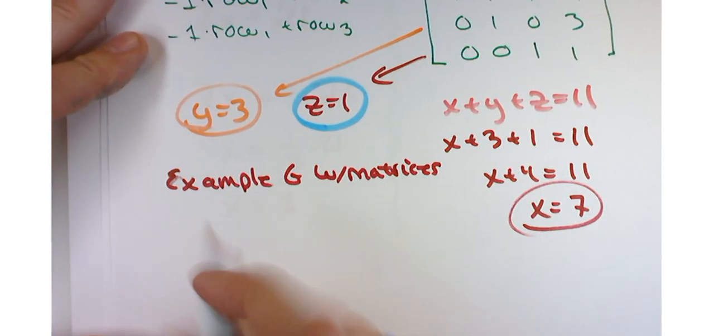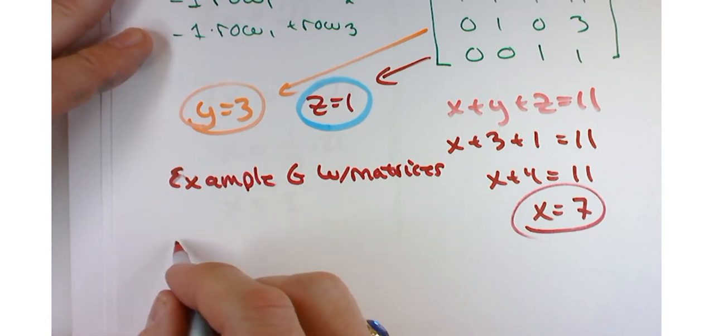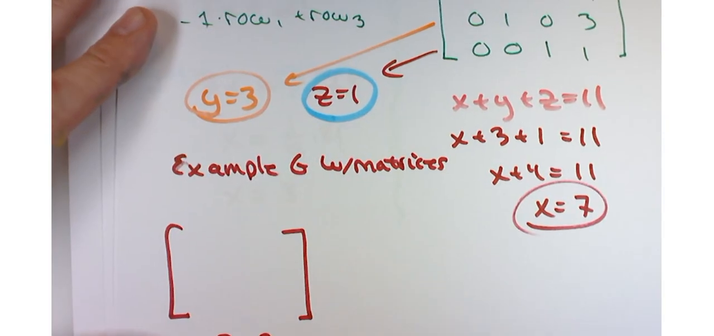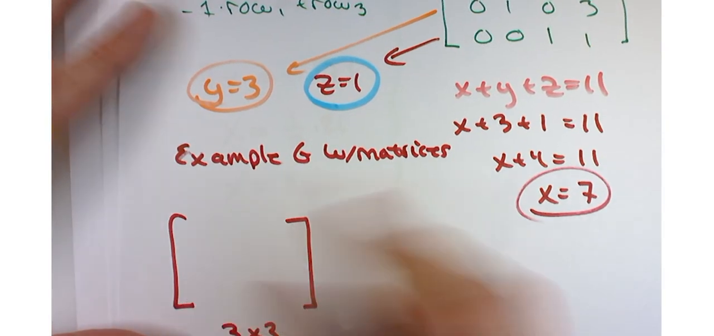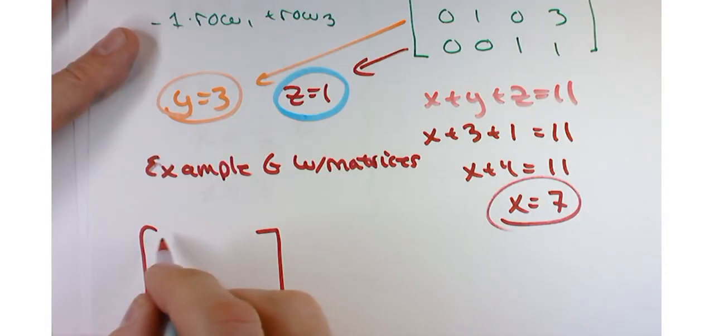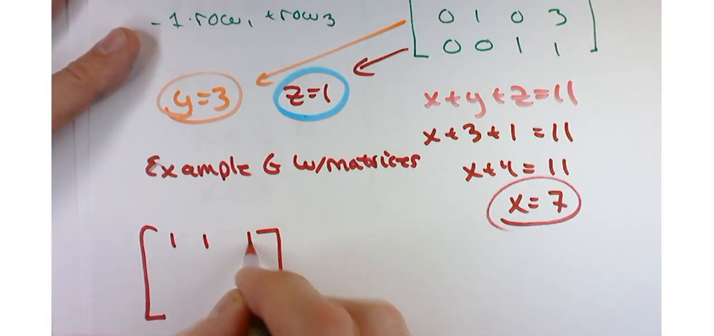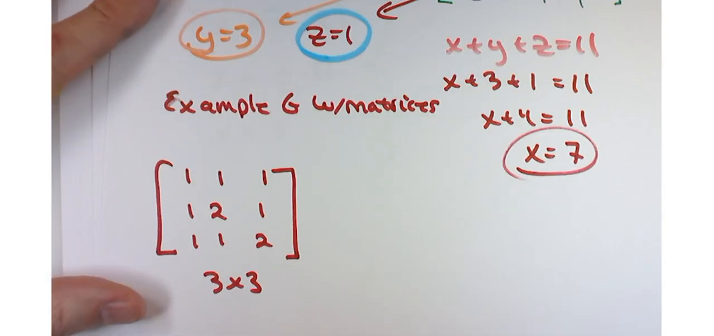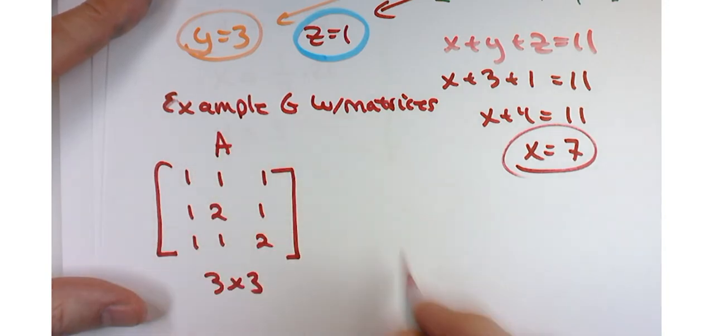I'm going to write example G as a product of a couple matrices. The first one is just going to be the coefficients, and this is going to be a 3 by 3 matrix. So those coefficients are exactly what we put here on the left-hand side. It's going to be 1, 1, 1, 1, 2, 1, 1, 1, 2. So I'll call that matrix A.